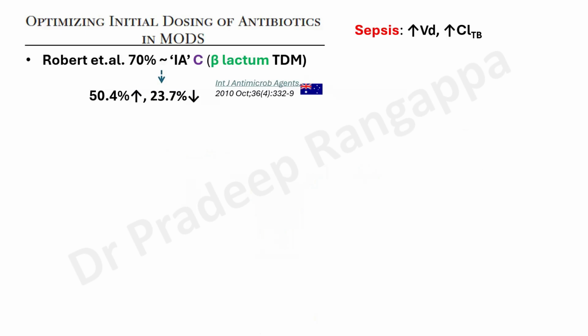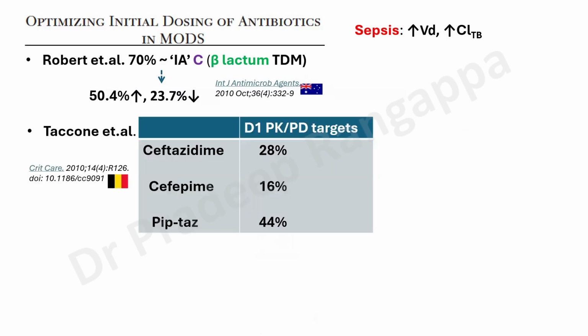When we talk about optimizing initial dosing of antibiotics, there was a study by an Australian group which showed that 70% of the antibiotics we use in ICU achieved inappropriate concentrations, especially with beta-lactams. Only 50.4% showed a higher concentration, and 23.7% achieved subtherapeutic dosages. There was another study by a Belgian group where they showed only 28% of the patients in ICU attained day 1 PKPD targets.